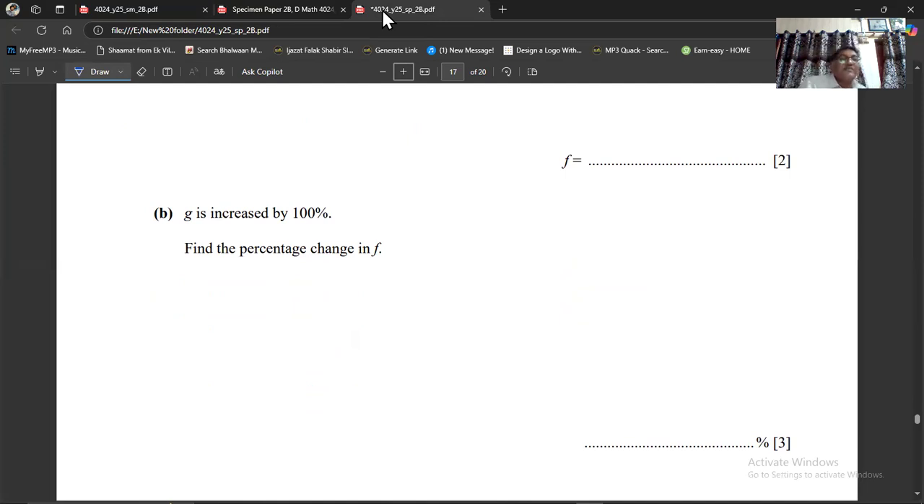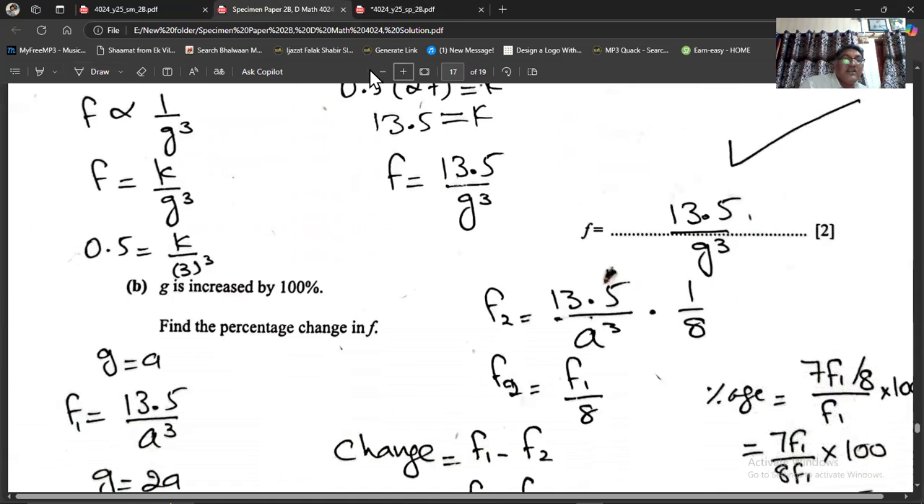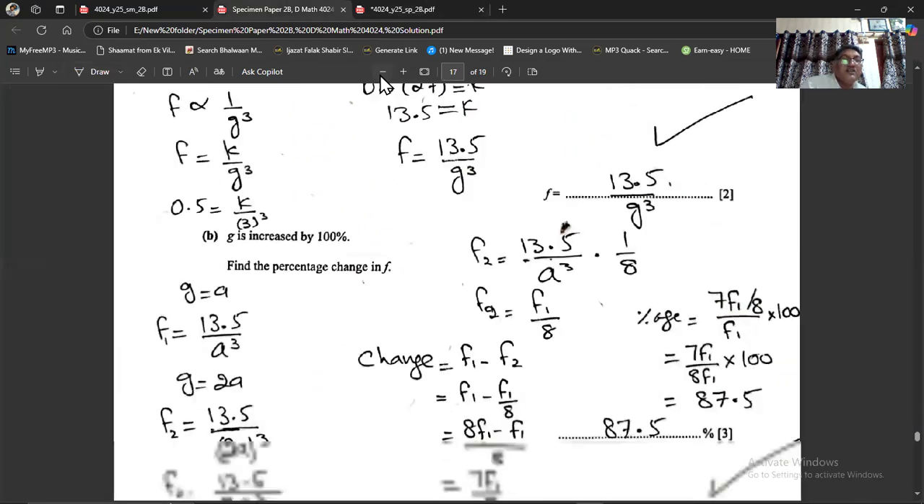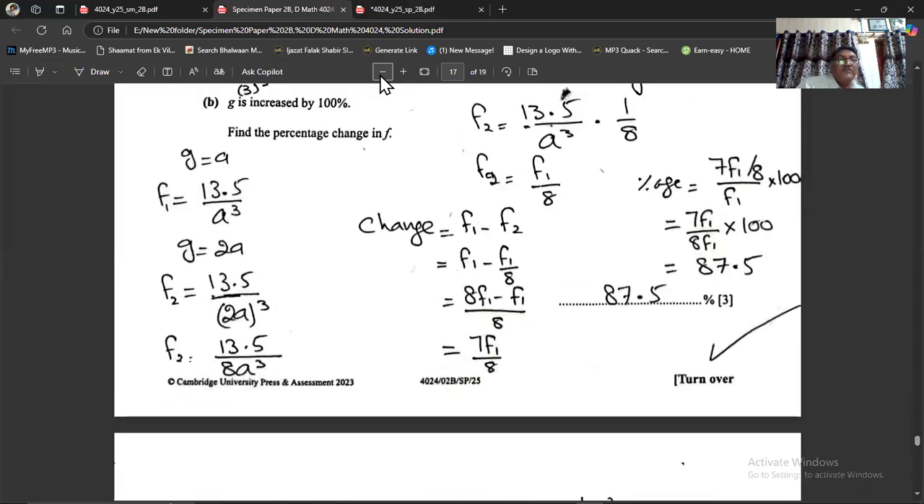Their question is, find the percentage change in the F. Suppose that G is equal to A. So F1 will be equal to 13.5 divided by A cube. Now they say G has increased 100%. That means the G value has become double whatever the previous value was. We supposed that previously the value was A, so now the value will be 2A.